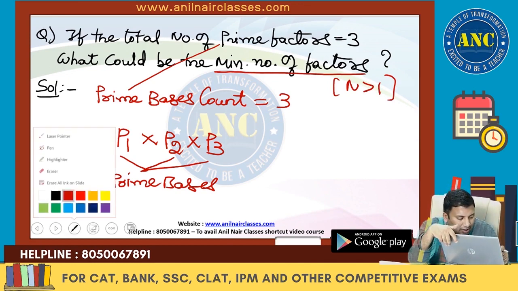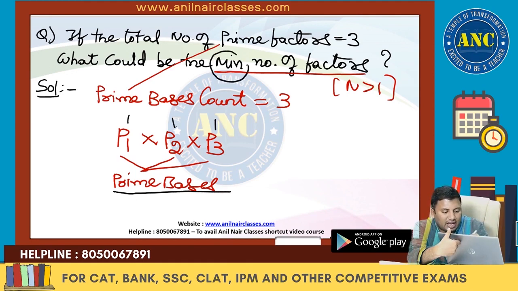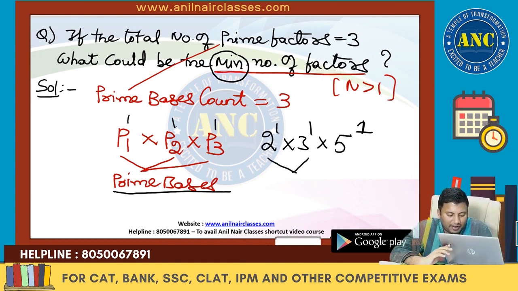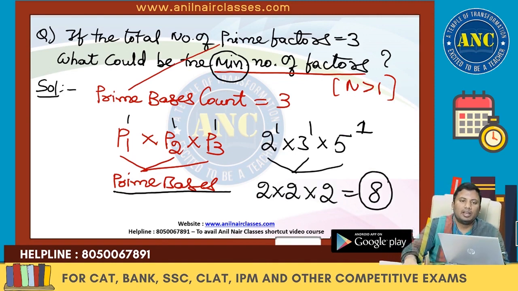Because it is the minimum number of factors, the powers can be given as 1, 1, 1. Because these are 3 different prime bases and it is the minimum number, give the minimum values: 2 into 3 into 5. What will be the number of factors for this number? 0 to 1, 2, 0 to 1, 2, 0 to 1, 2. The minimum number of factors for this number could be 8.